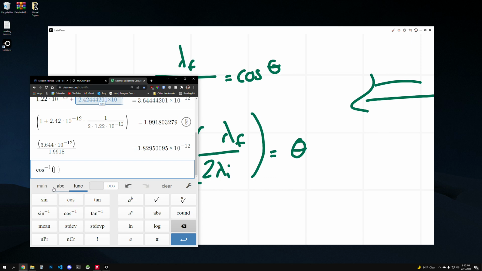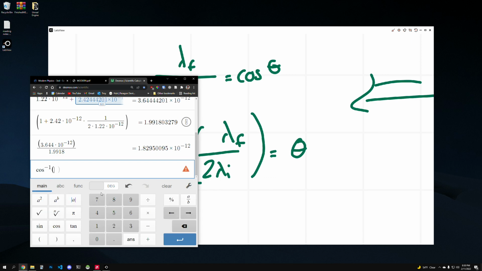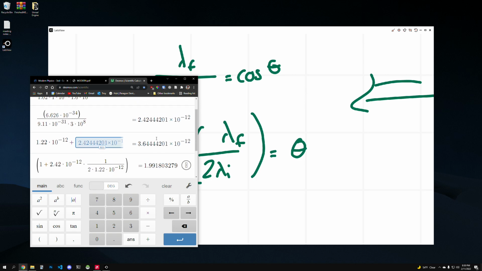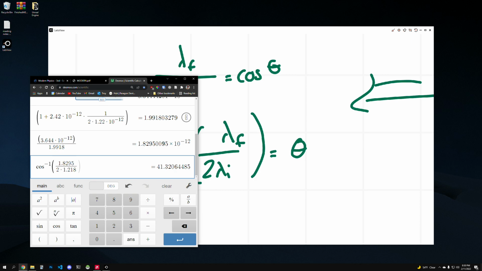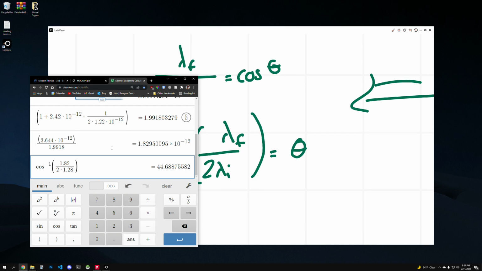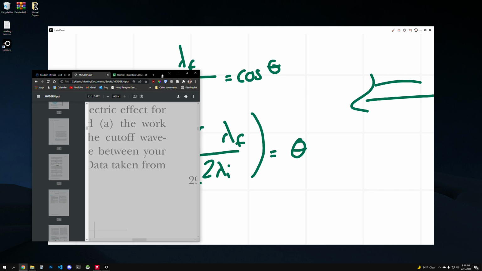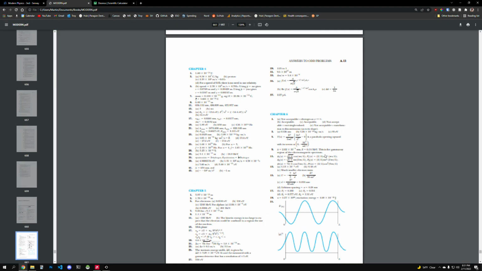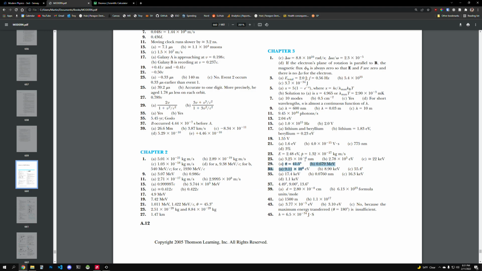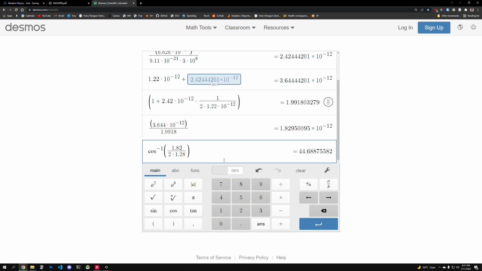So I'll go to my functions here, cos inverse of, and since these are both 10 to the negative 12, I don't have to write the exponent. 1.8295 divided by 2 times, I believe that was 1.218. And we get 41.32. I remember the answer in the back of the book gives you something like 44.1 or something like that? I mean, we can check. The answer in the back of the book gives you, for 29, sorry, 41.5.